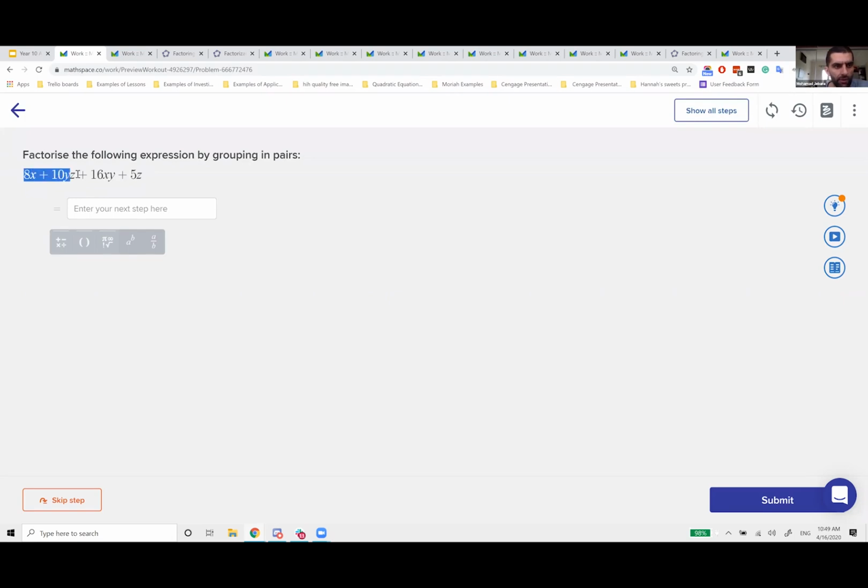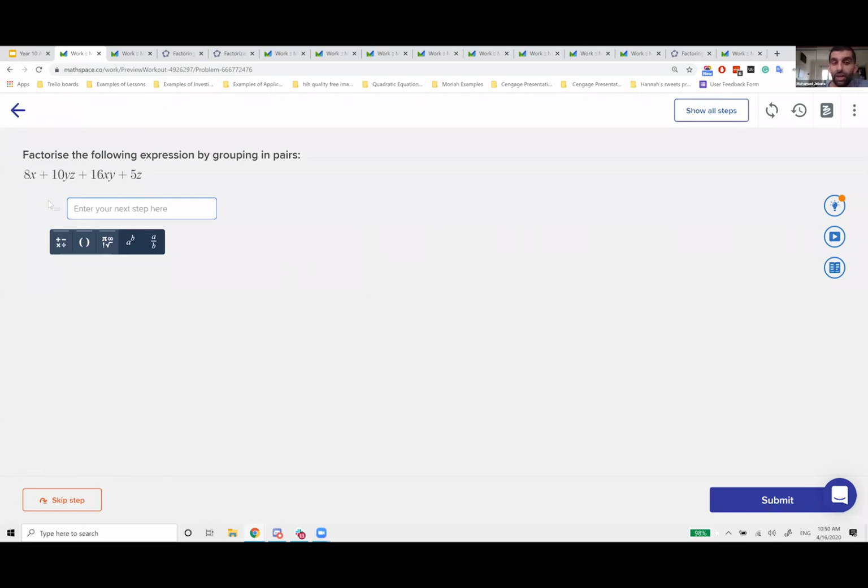So let's try with the first 2. There are no letters that are common factors, but there is 8 and 10. 2 is a common factor of those. So that leaves us with 4x plus 5z. And then over here, 16xy plus 5z. What's the common factor? There actually is no common factor between 16xy and 5z. So I've chosen the wrong numbers to do together.